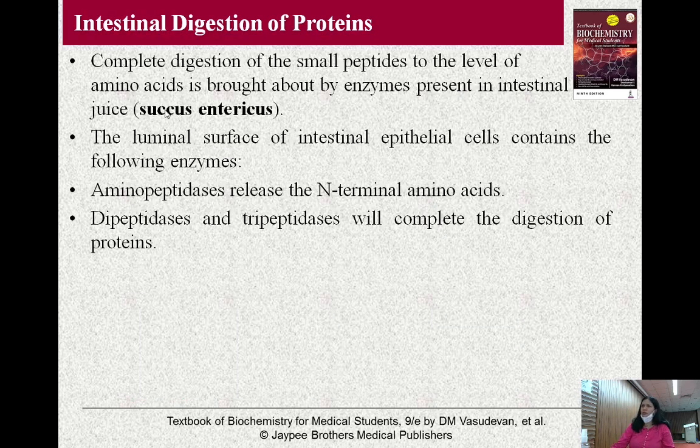Then the digestion of the protein will continue in the intestine, and the intestinal juice is known as succus entericus. Remember, this intestinal juice contains proteolytic enzymes. These are aminopeptidases, mainly the proline and glycine aminopeptidases, which release the amino acid from the N-terminal end. And the succus entericus also contains dipeptidases and tripeptidases, which will act on the dipeptide and the tripeptide to release the individual amino acids.